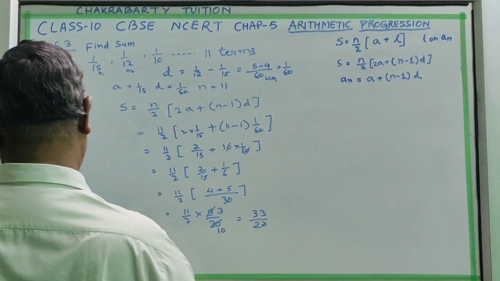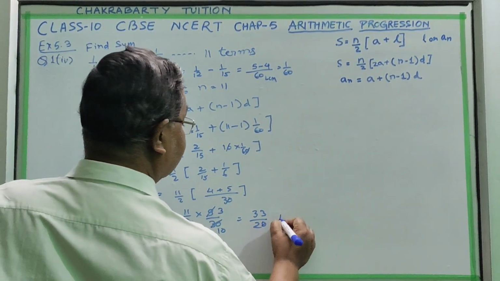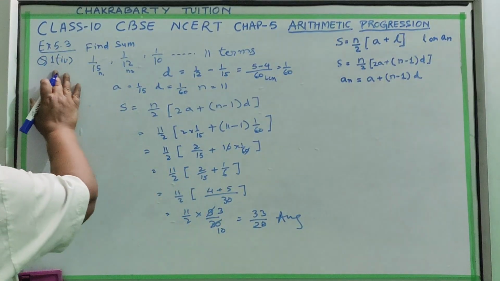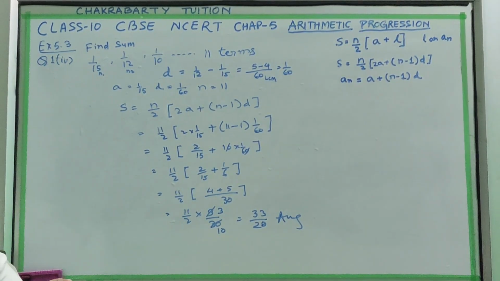So this is 33 upon 20, and this will be your answer. This is question number 4 we have solved. Now we are going to do question number 2.